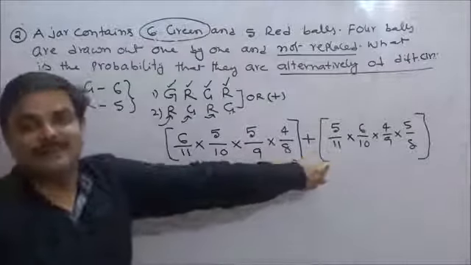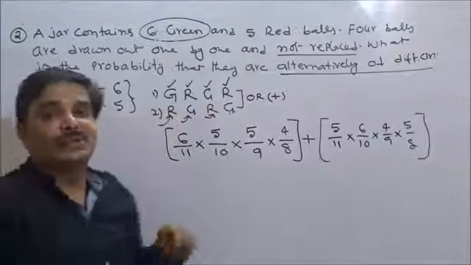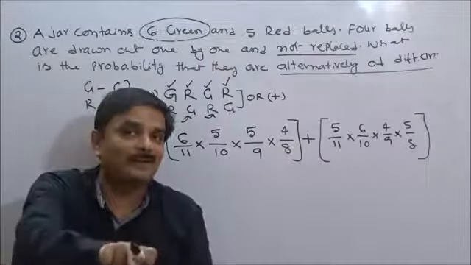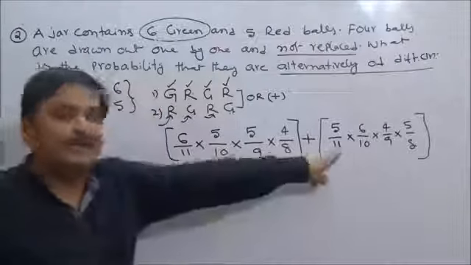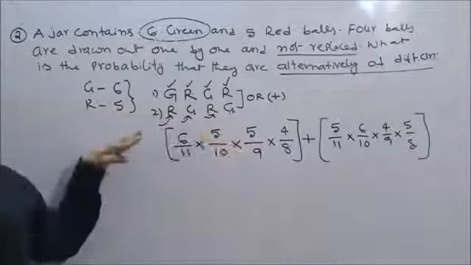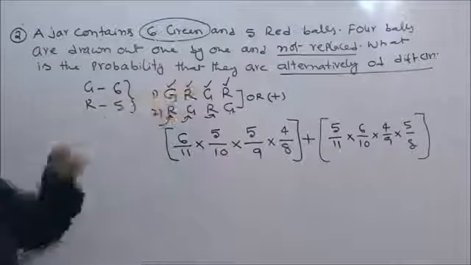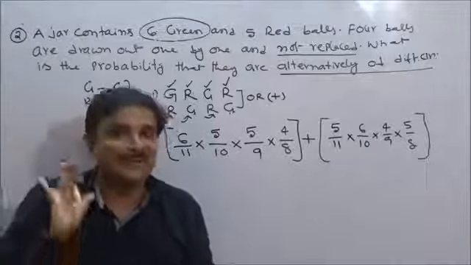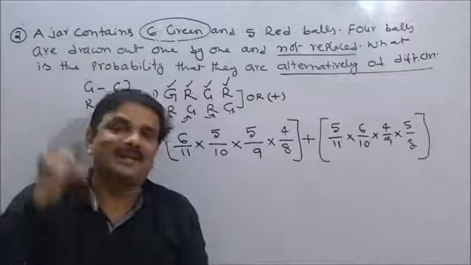Got it, students, right? So nothing is there, simple logic, but you should understand this one in a proper way, alternatively of different colors. So both the cases I am going to take care. Then after that, it should be diminishing. Why is it diminishing? Because the ball is not replaced. The ball is not replaced. Got the idea? Right. Now move on to the next question.